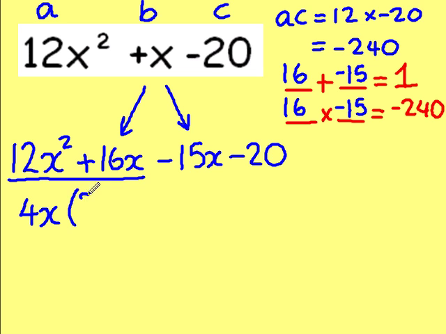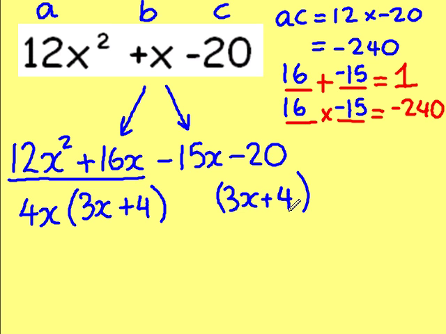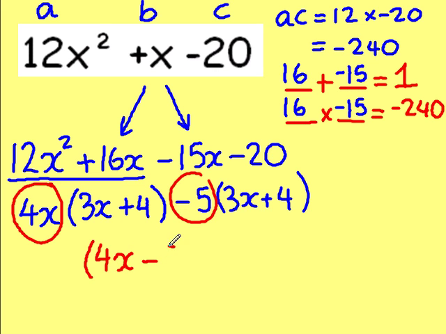4x multiplied by 3x plus 4. And if I've done this correctly, I will end up with a 3x plus 4. And on the outside, now I need a minus 5, because minus 5 multiplied by 3x will give me minus 15x, and minus 5 multiplied by 4 will give me my minus 20. To finish factorising, these two numbers become my first factor, and the repeated bracket, which is 3x plus 4, become my second.